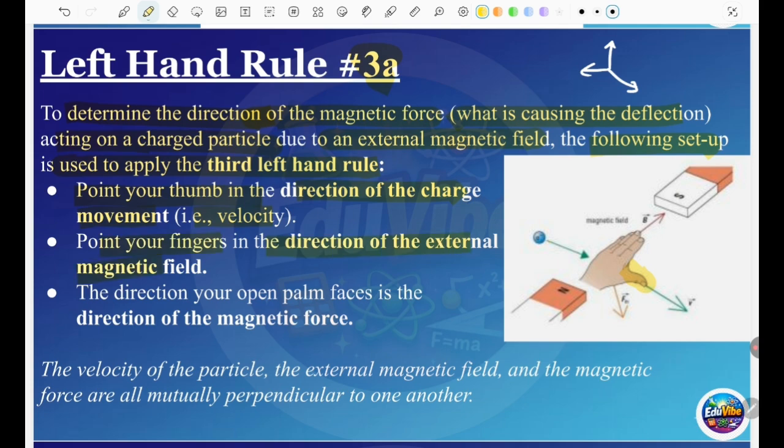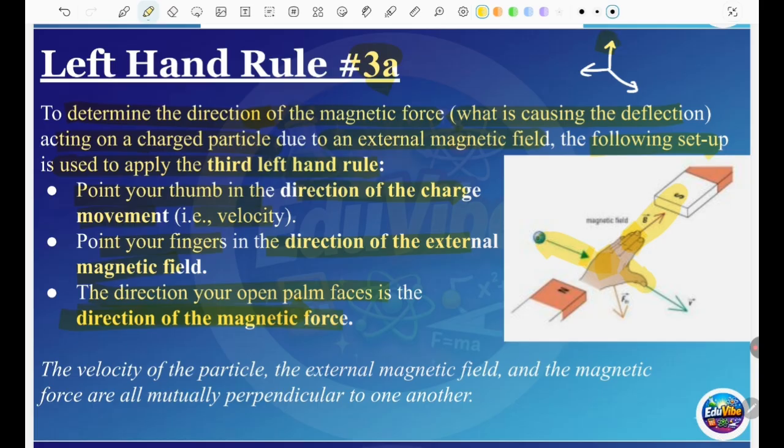Point your fingers in the direction of the external magnetic field. This is called the external magnetic field. We go by the B vector, and this shows the external magnetic field in your whole mechanism. The direction your open palm faces shows your magnetic force. So this will be your magnetic force in that case.